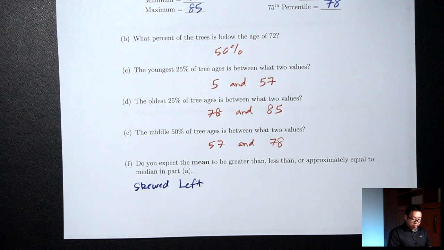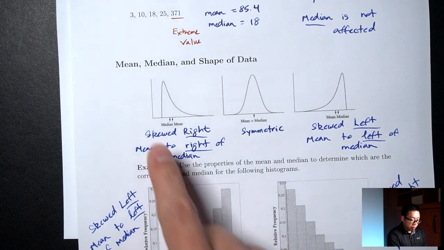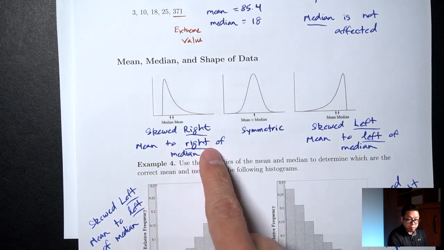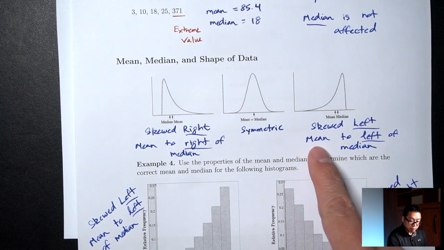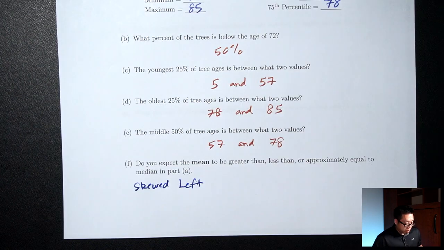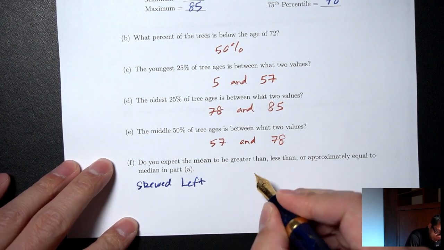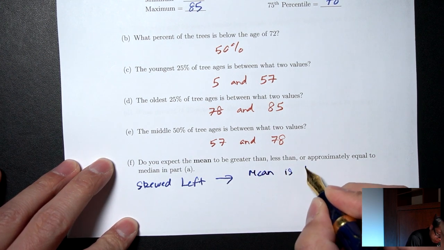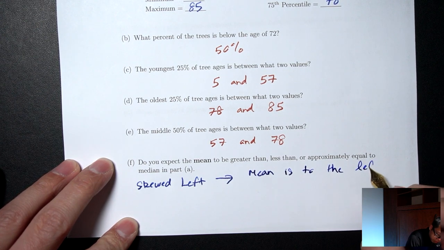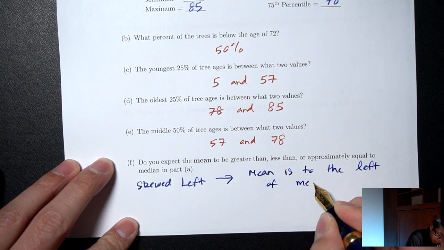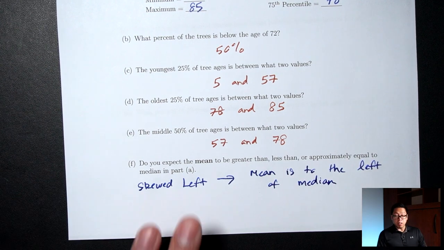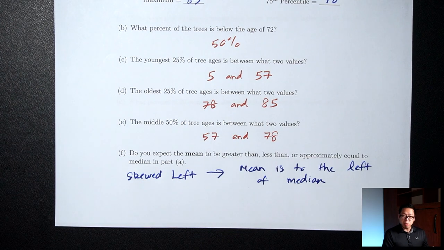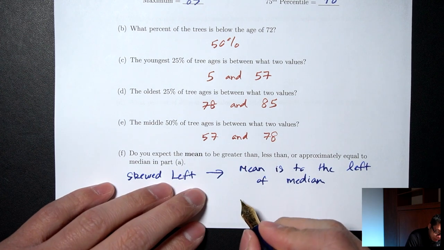And what do I know about skewed left? If we go back to what we talked about with mean and median, remember we said if it's skewed right, the mean is to the right of the median. If it's skewed left, the mean is to the left of the median. So skewed left means that the mean is to the left. And on a number line, being to the left means that you are less, right? So the mean is less.